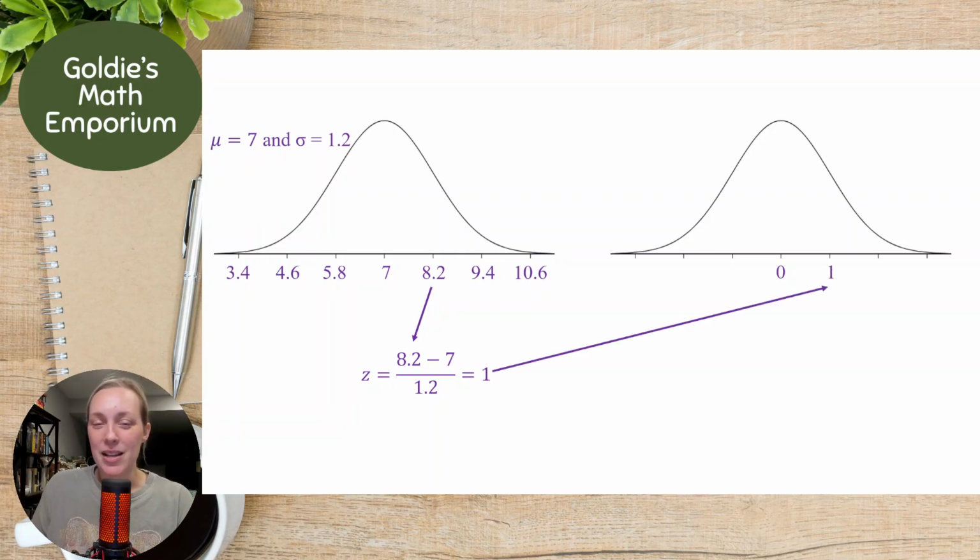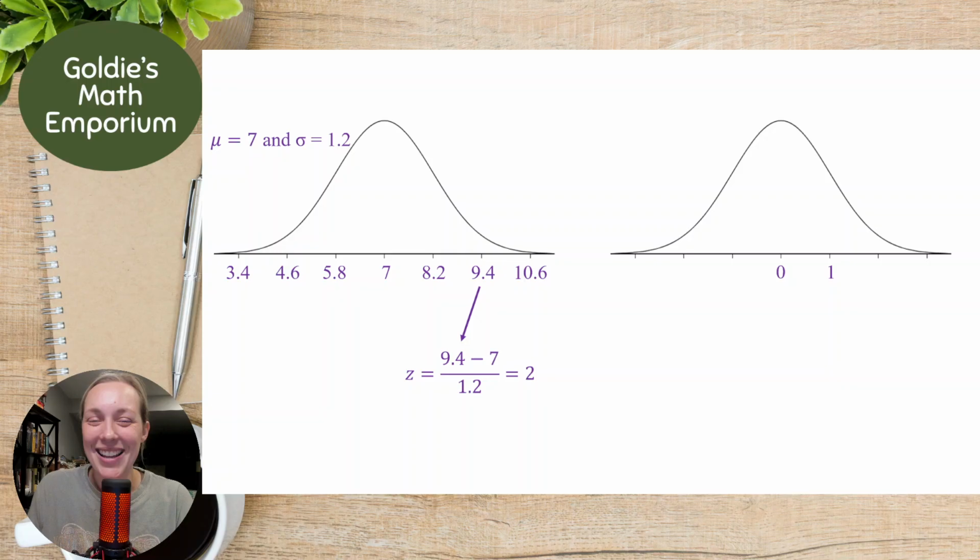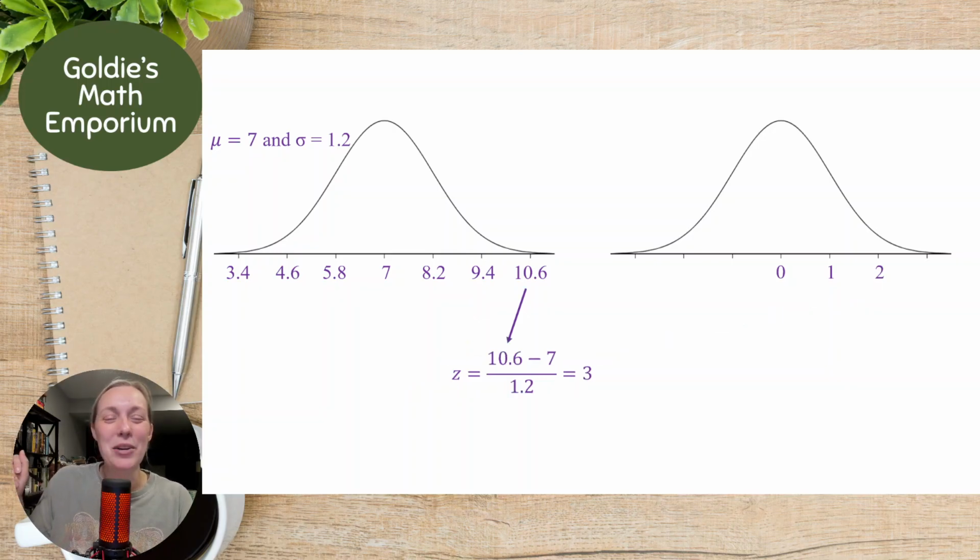And maybe you're already like, duh, I see the pattern, Goldie. Shush. Let's keep going. 9.4 minus 7, divide by 1.2. What do you get? 2 is your answer. So I'm going to put 2 right there. 10.6 minus 7 divided by 1.2 equals 3. I'm going to put 3 right there.